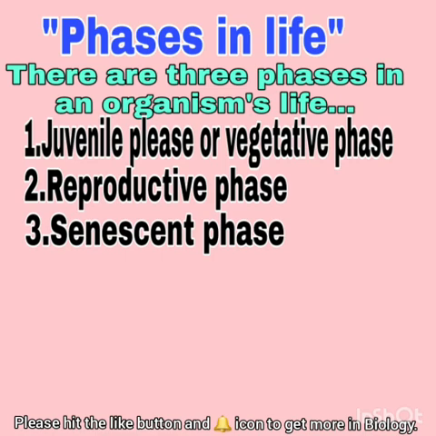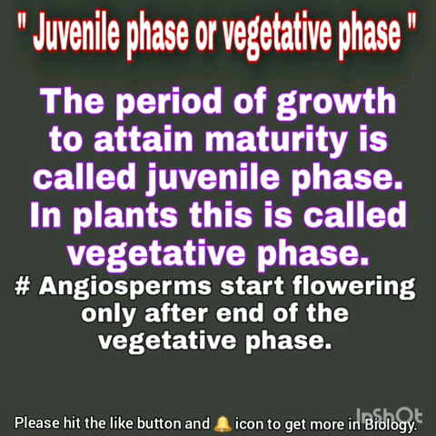You know, there are certain phases in life also. Three phases, yes. First one is juvenile phase, or vegetative phase in plants. Second one, reproductive phase, that is the phase of maturity. And the last one is senescent phase, the phase of old age, getting old. Ultimately, death of the individual after the senescent phase. Now start with the juvenile phase. The period of growth to attain maturity is called juvenile phase. In plants, this is called vegetative phase. Dear students, angiosperms, that is flowering plants, start flowering only after the end of the vegetative phase. Keep in mind this thing.